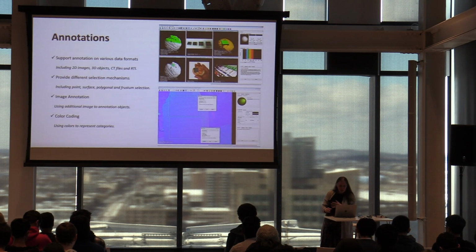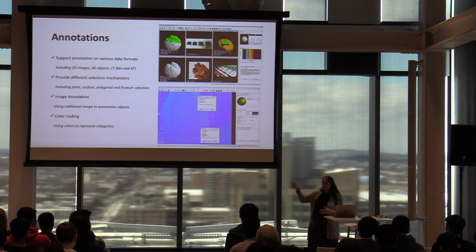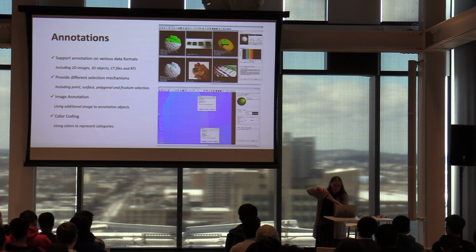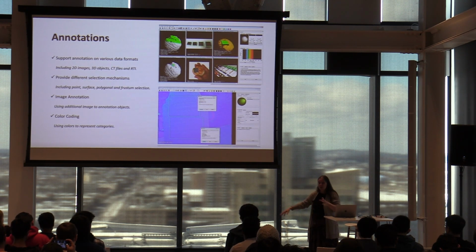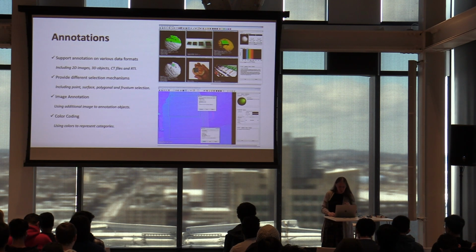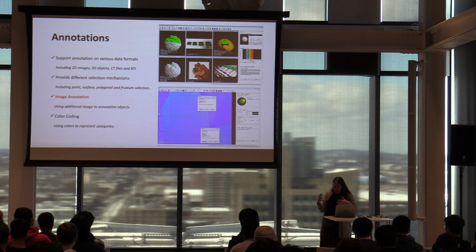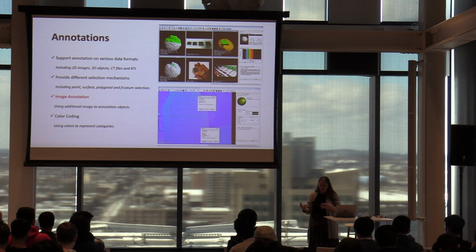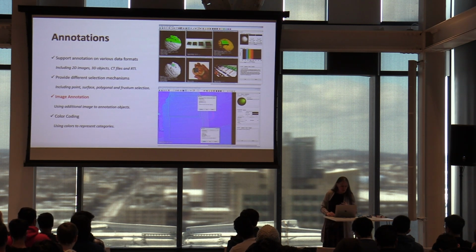And annotations became a challenge because you have lots of different types. You're going to annotate images, annotate 3D shapes, annotate volumes of stuff. It may be an annotation that applies to the whole object. It may be to one point. It may be to an area. It may be to a volume. So you have lots of different annotation types to add in the different format input, the different selection mechanisms. And annotations aren't just text, but we also may want to annotate with another image. And then some way to sort out the types of annotations, in this case, color coding.